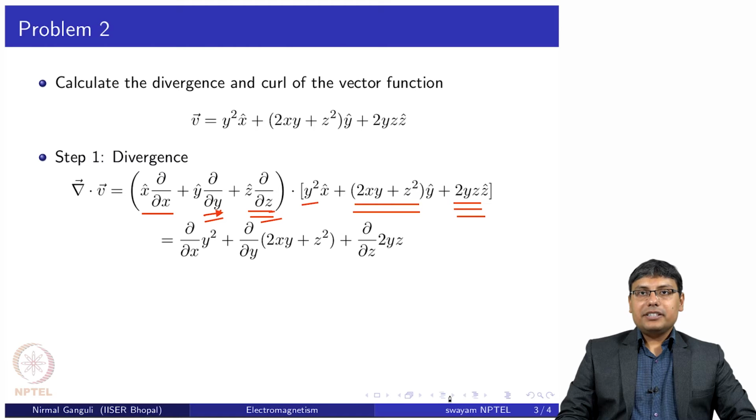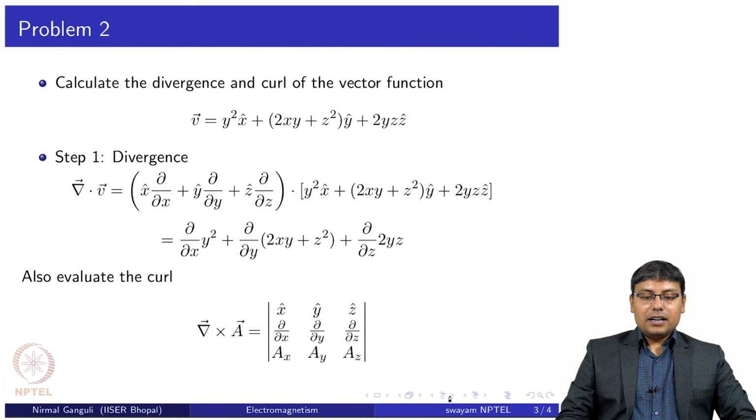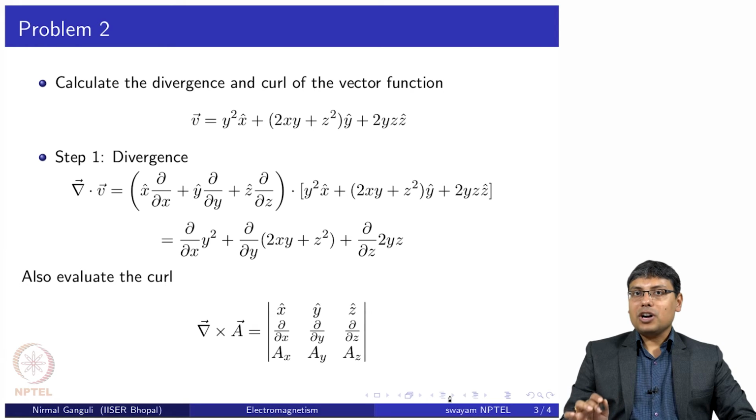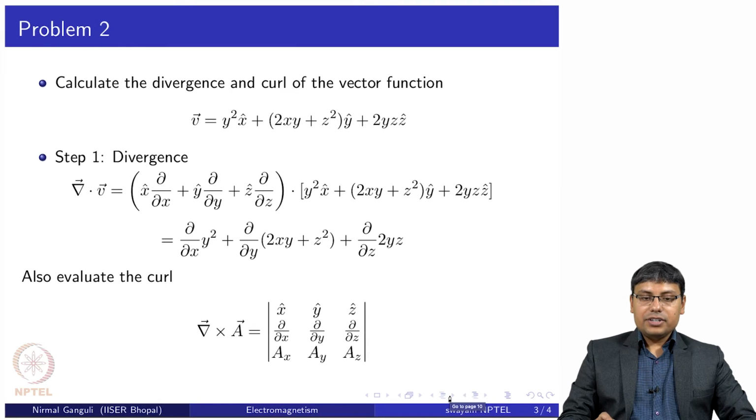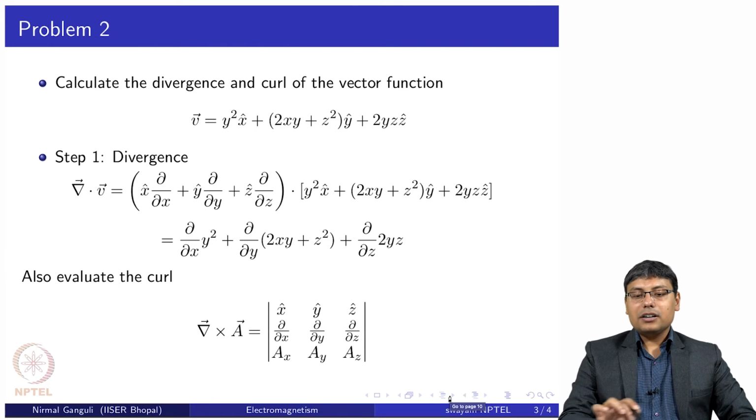And if we want to calculate the curl, then the curl of a vector A is given by this determinant: x cap, y cap, z cap; del x, del y, del z; Ax, Ay, Az, where Ax, Ay and Az are the x, y and z components of the vector respectively. For the given vector at hand, we can also calculate the curl using this expression.